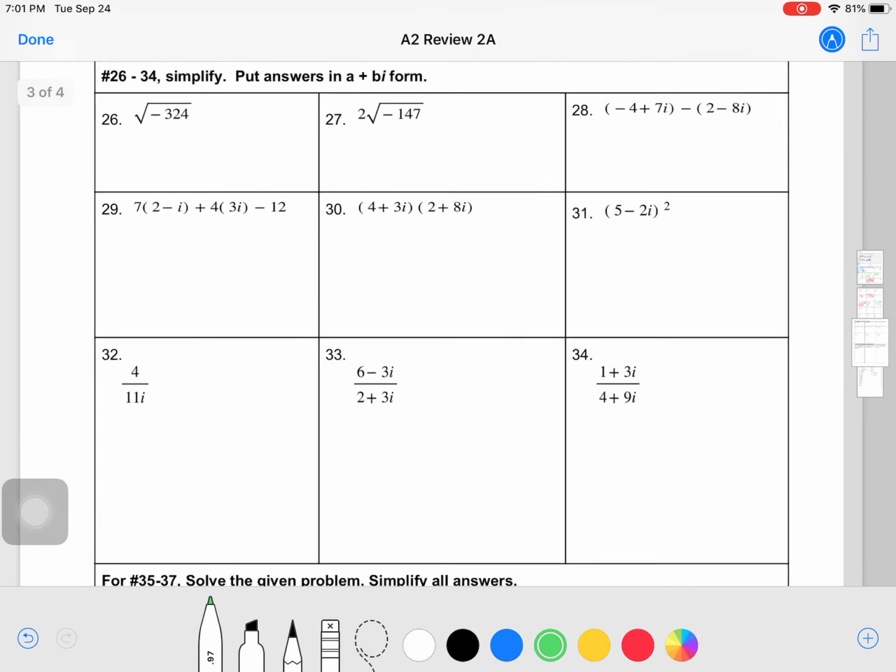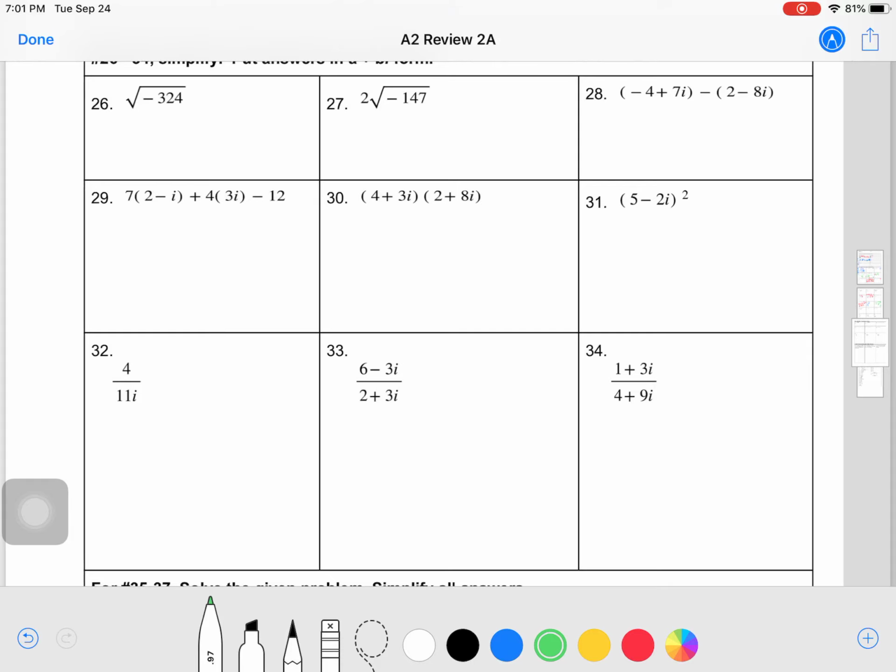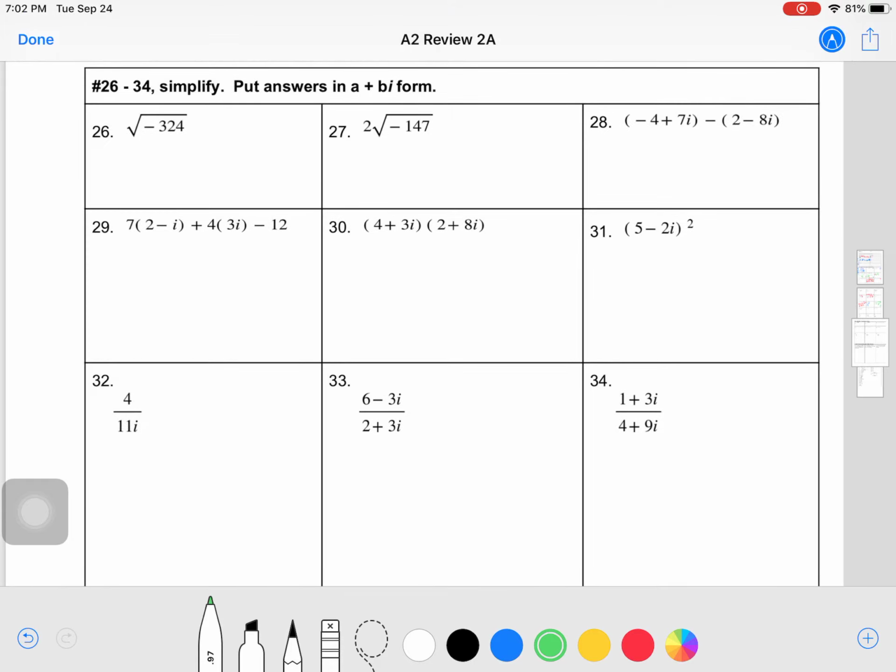26 through 34 are just like the last day of notes, so 1.6, where we dealt with complex numbers. Make sure on 26 and 27 you're simplifying. Since there's a negative under the radical, you're going to have an i in your answer, but you will do 26 and 27 just like we did 2, 3, and 4 on the front page of this review.